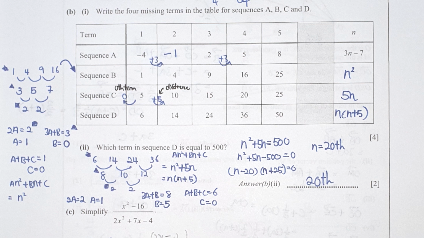As for sequence D, same thing, I run the calculation first. I substitute it into the formula an squared plus bn plus c and get n squared plus 5n. So after the conversion, you get n bracket n plus 5. So your possible outcome for this will be n squared plus 5n equals 500. After the rearrangement, you will get n equals the 20th term or n equals negative 25th term. There's no negative in a sequence, hence you're required to take it as the 20th term.